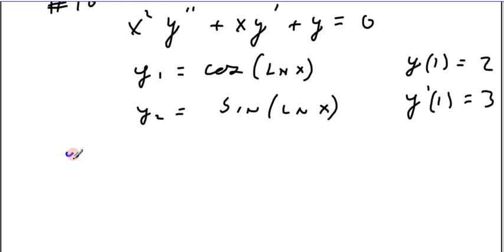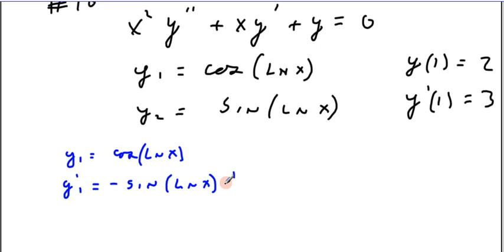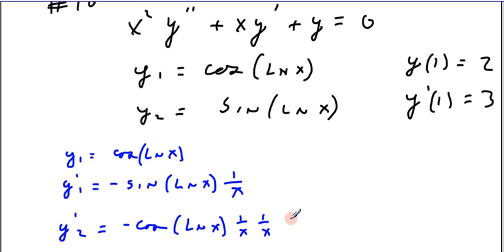So we're going to check y1. y1 is cosine natural log x. y prime 1 is minus sine natural log x times 1 over x. y double prime 1 is minus cosine natural log x times 1 over x times 1 over x, minus sine natural log x times 1 over x, times minus 1 over x squared.